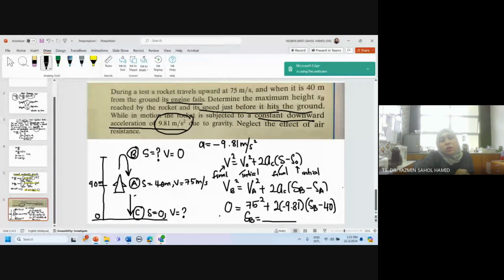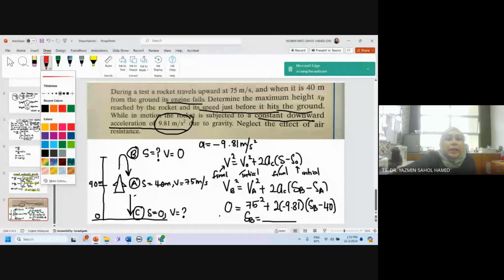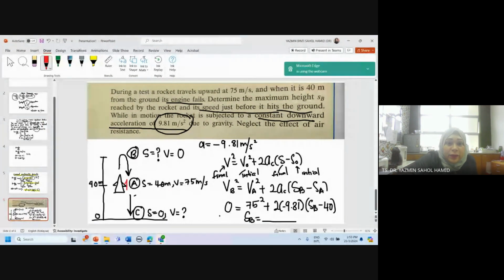You know why? Because it gives a negative, it is the opposite sense of the velocity. Have a look at your velocity at point A. Your velocity at point A is going up, right? And we assume going up is positive. So anything that is going down will be negative. Okay? So automatically our acceleration will be going down. We have to put the negative sign. Okay?